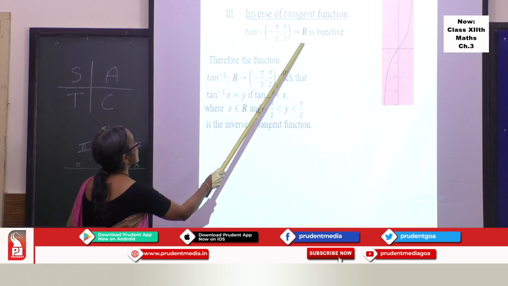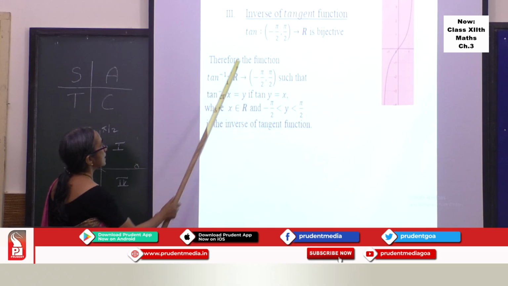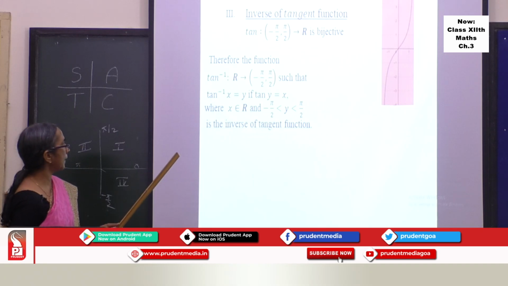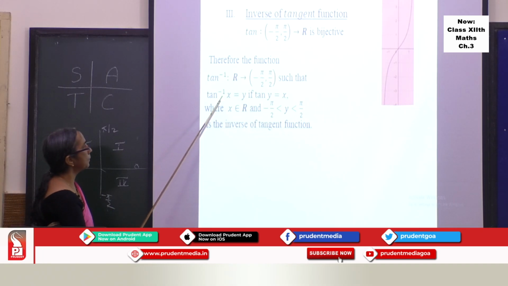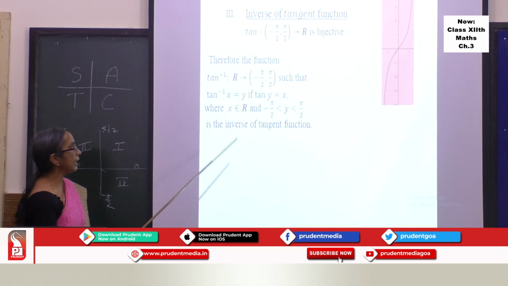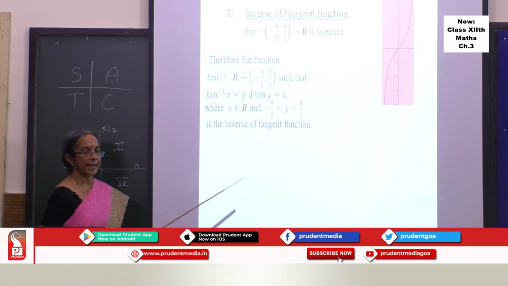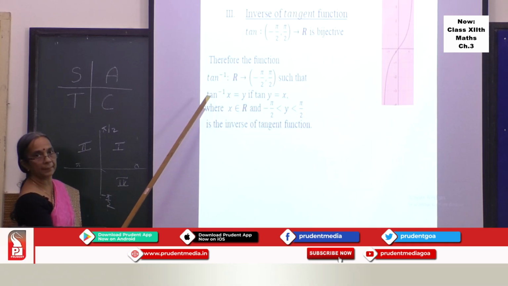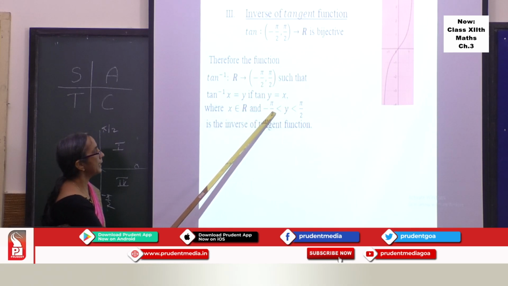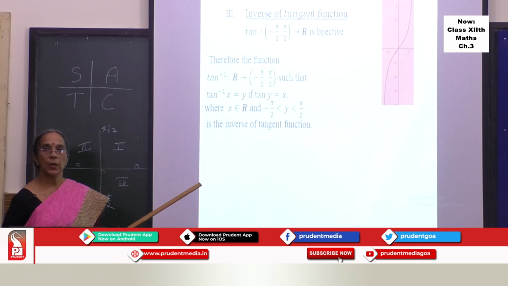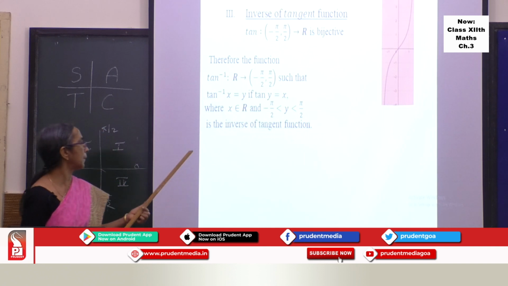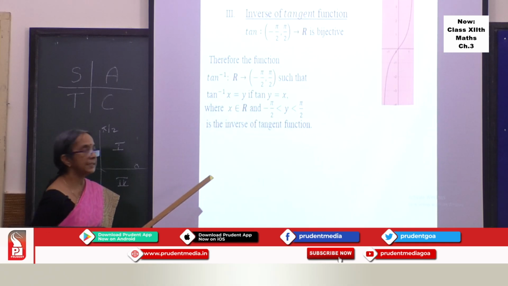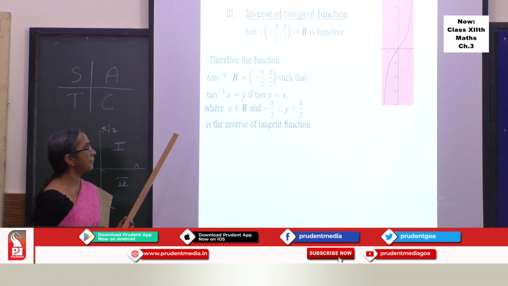Okay. Now let us see what the inverse of this function is. Since this is the domain and this is the range, for the inverse the domain is R and the range is minus pi by 2 to pi by 2, such that tan inverse of x equals y if tan y equals x. Here x is any real number, and y is between minus pi by 2 and pi by 2, excluding minus pi by 2 and pi by 2. That means y belongs to this set. This is the inverse of the tangent function.